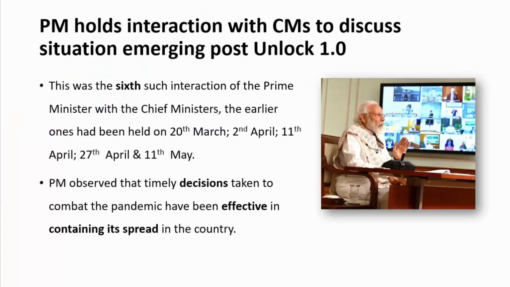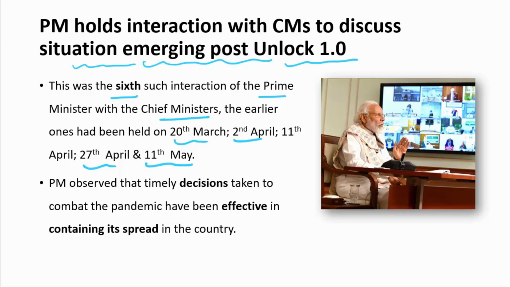Now let's move ahead and talk about the news. The very first one is regarding the Prime Minister's meeting, held between the Prime Minister and the Chief Ministers of the states, and it was based upon the discussion regarding the situation emerging post Unlock 1.0 phase. This was the sixth such meeting held between the Prime Minister and the Chief Ministers. Five earlier meetings have already been held on 20th March, 2nd April, 11th April, 27th April, and 11th of May, respectively.